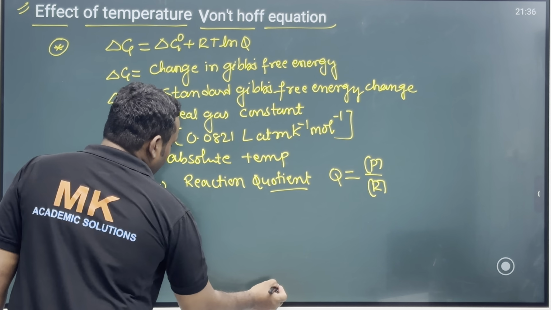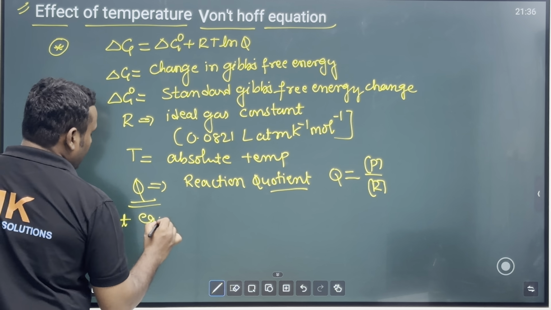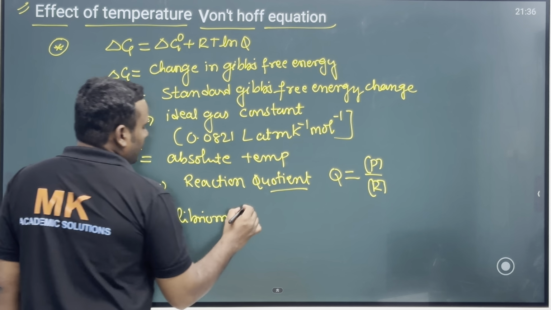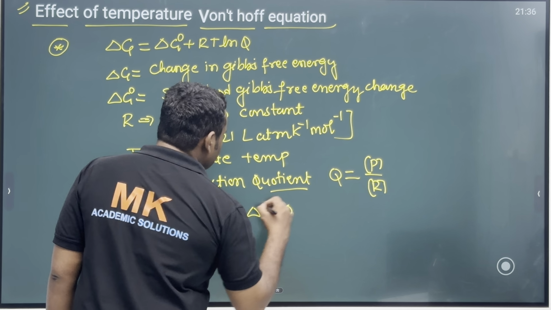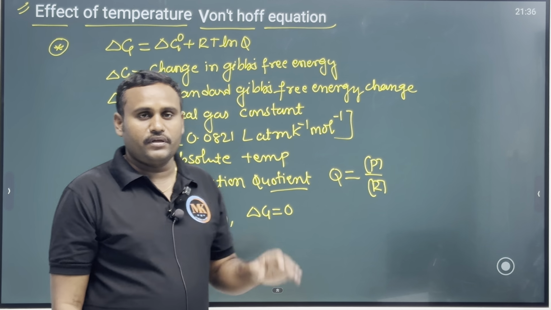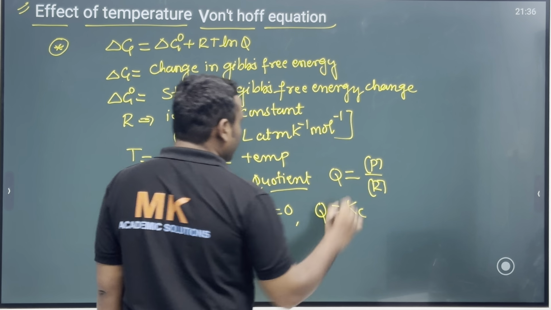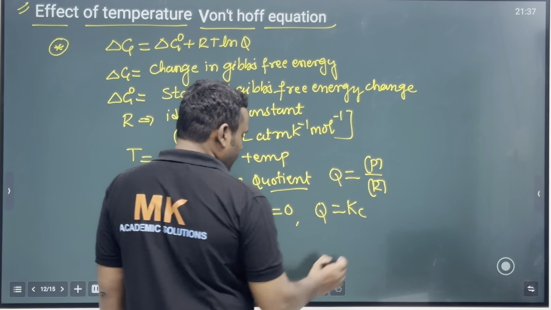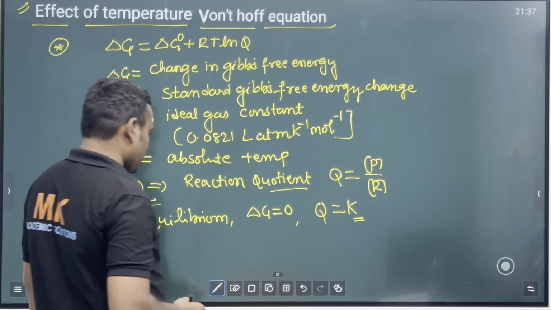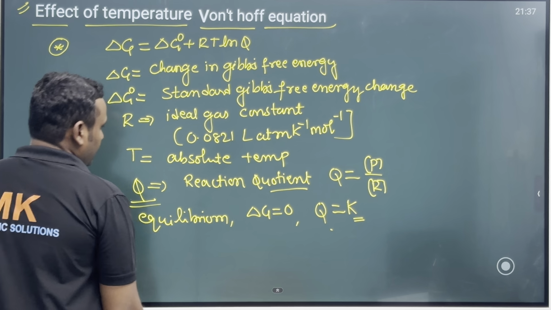Okay, so these are the terms. Next here, at equilibrium we know delta G is equal to 0, the change in Gibbs free energy is equal to 0, but delta G naught, the standard Gibbs free energy, is not equal to 0. And here Q will become K, the equilibrium constant Kc. Q is equal to K, where K is the equilibrium constant. Means at equilibrium, Q will become equal to K, right?